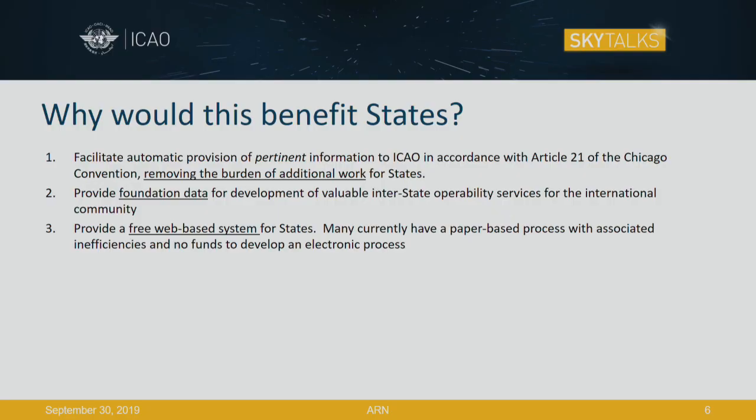And then finally, we're looking to offer a free web-based system to states who don't have one. As I said, some are paper-based still, even for big metal aircraft. And that comes with various inefficiencies when an applicant has to print off a form, fill it in by hand, maybe scan it and email it back to the state civil aviation authority. So we're providing them a digital electronic process for them to manage their day-to-day registration tasks.